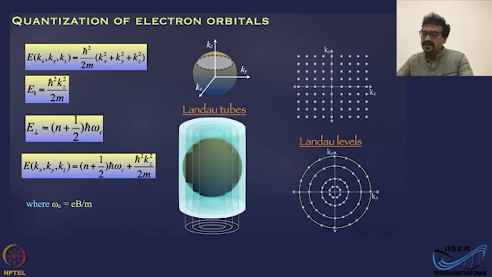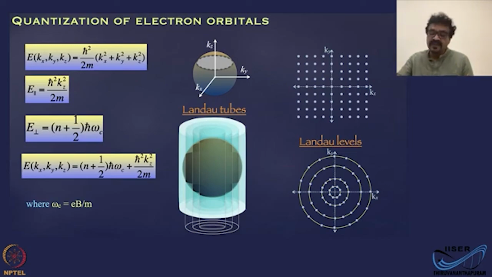In 2-dimension, this is the illustration where you have K states which are separated by 2 pi by L, where L is a dimension. And we calculate the Fermi energy, density of states, and all these details using this picture.